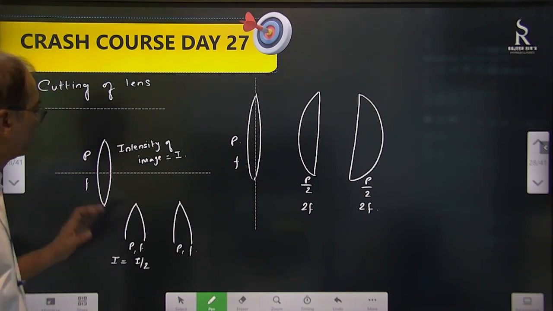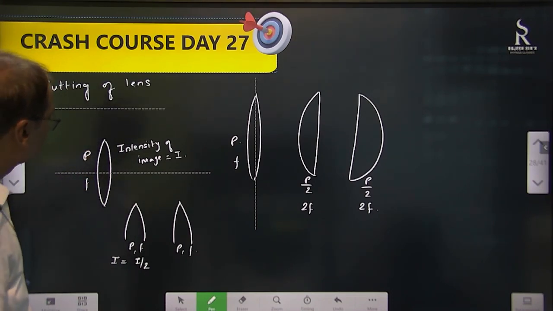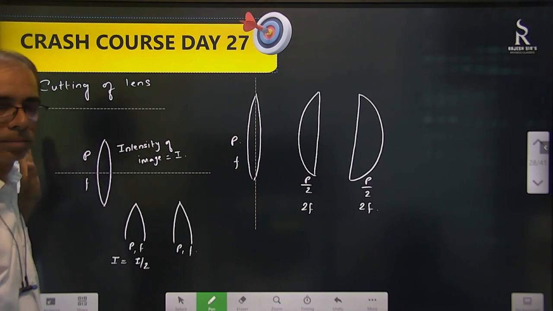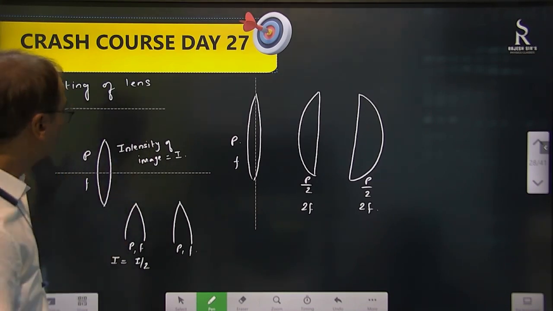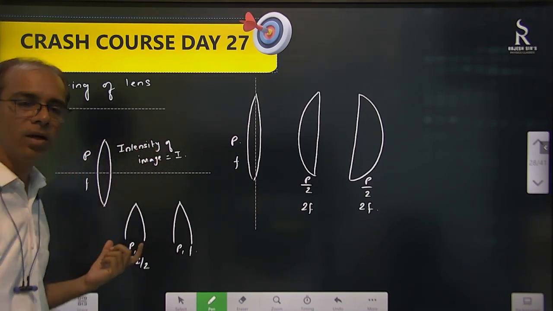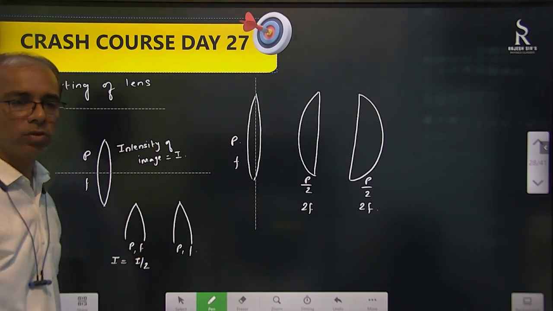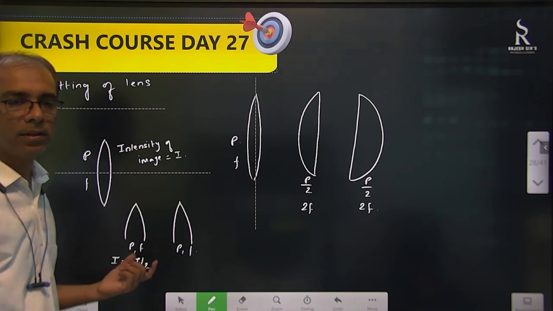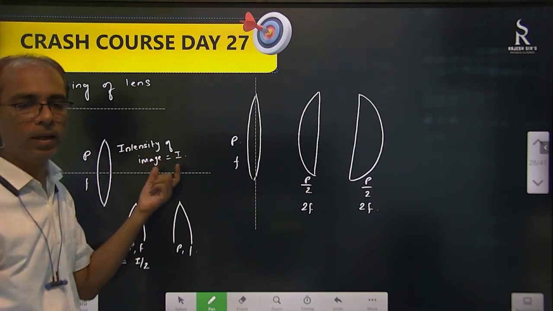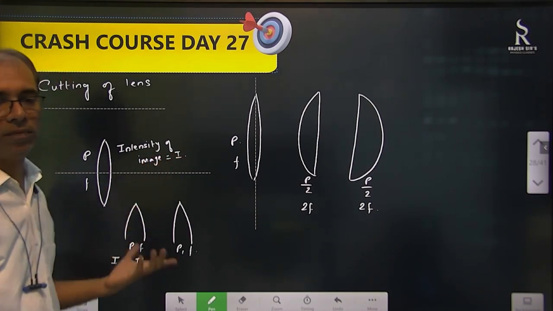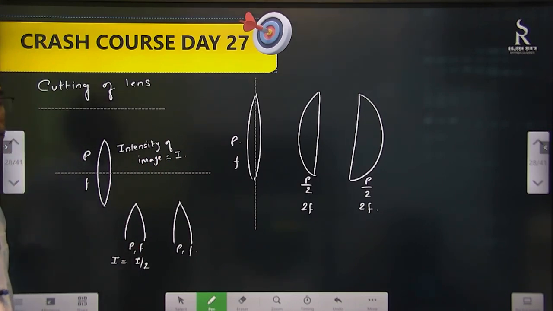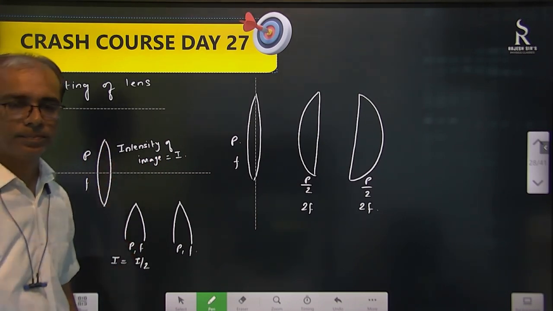Why? Because from this lens, suppose that when the rays are coming, 20 rays were passing like this. So from here how much will pass? 10. Only 10 incident rays will pass, so that will create the intensity. Here intensity was created as I, here it will obviously be half of that. So intensity will become half.